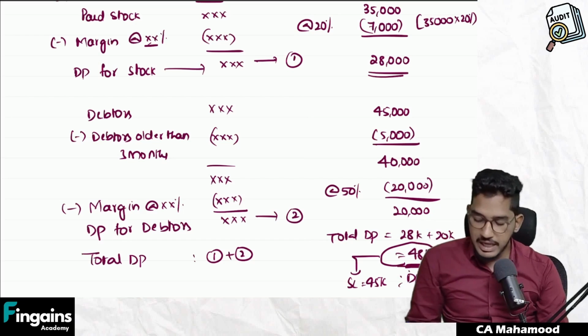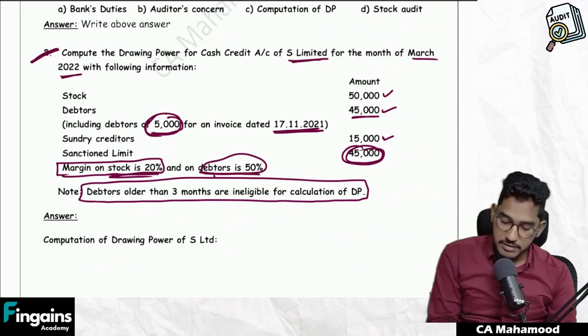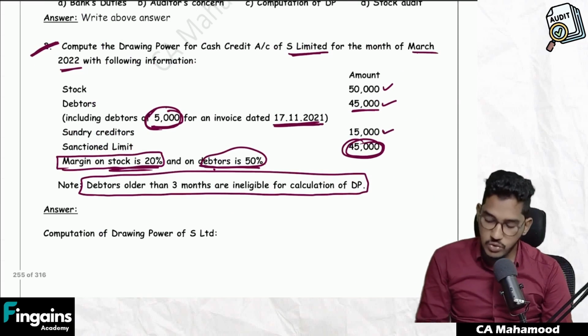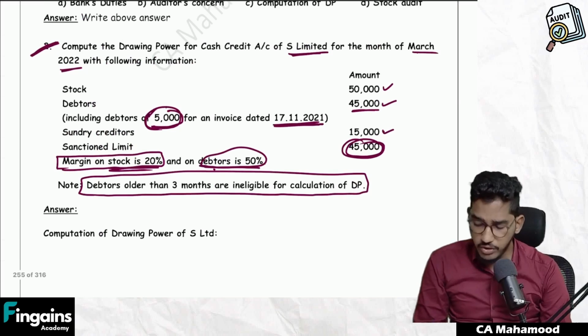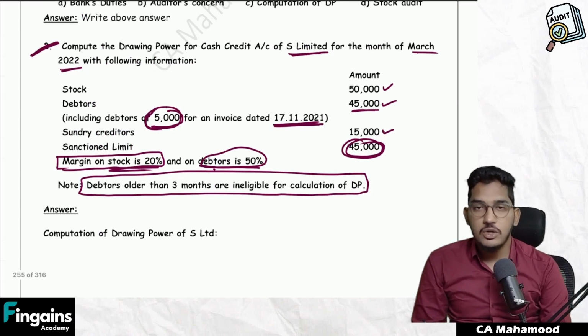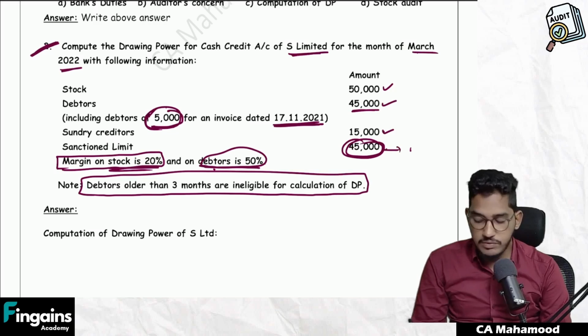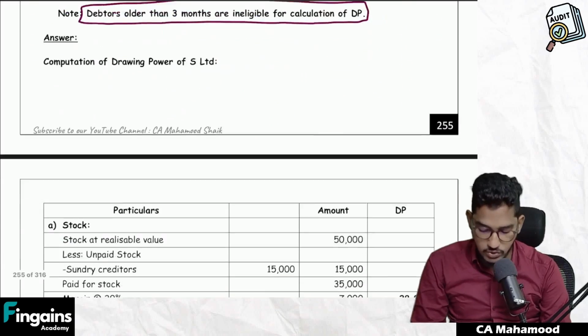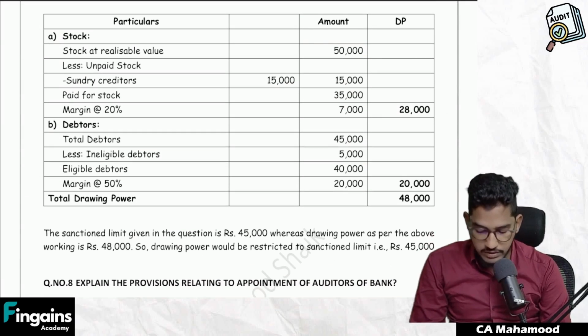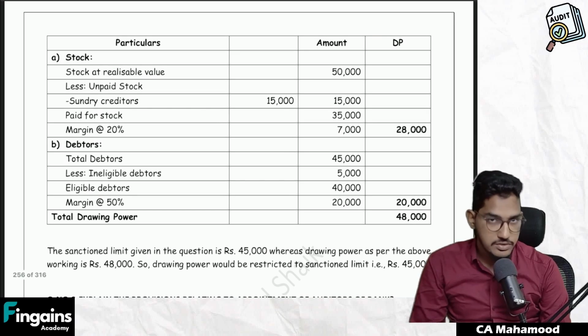Okay, you have done all the calculation. By that you got to know 48,000 is a drawing power. But in the given case, sanction limit is only 45,000. Drawing power can't go beyond that sanction limit. So that's why in the given case, the drawing power also will be 45,000 only. So that's what even you will be able to find it in the answer.